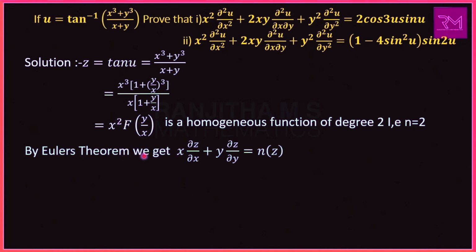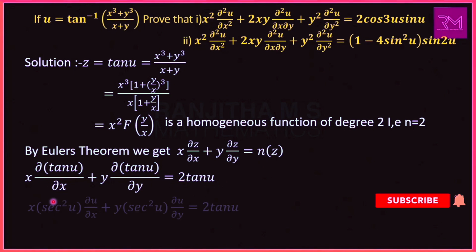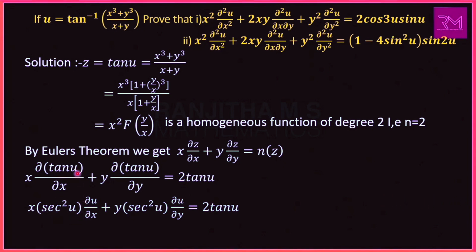So from Euler's theorem, we get x into del z by del x plus y into del z by del y, which is equal to n into z. Substituting z as tan u, we get x into del of tan u by del x plus y into del of tan u by del y, which is equal to 2 into tan u. Differentiation of tan u with respect to x is secant square u into del u by del x, and similarly with respect to y is secant square u into del u by del y, which is equal to 2 into tan u.